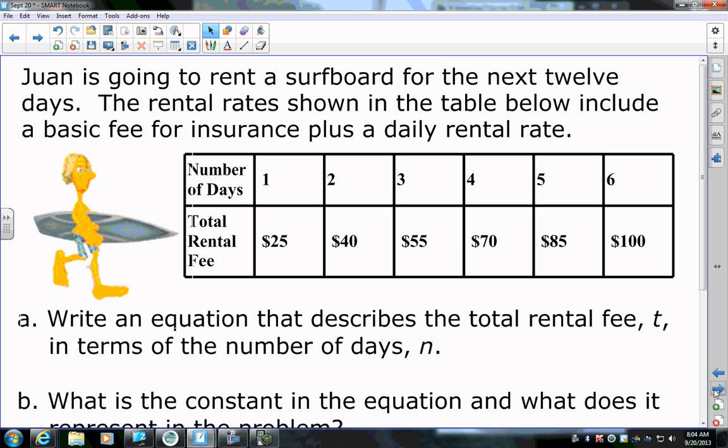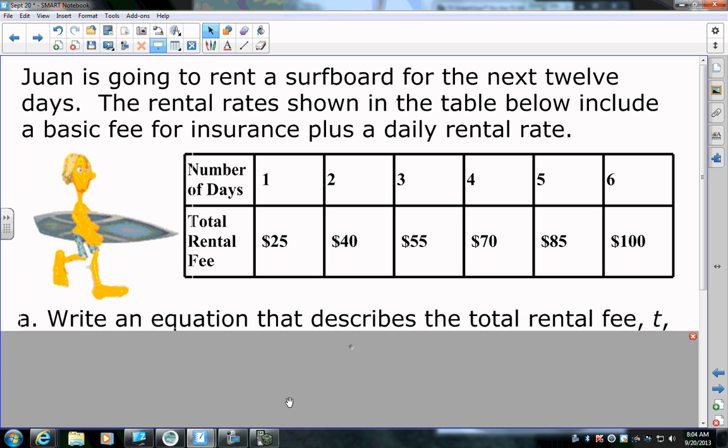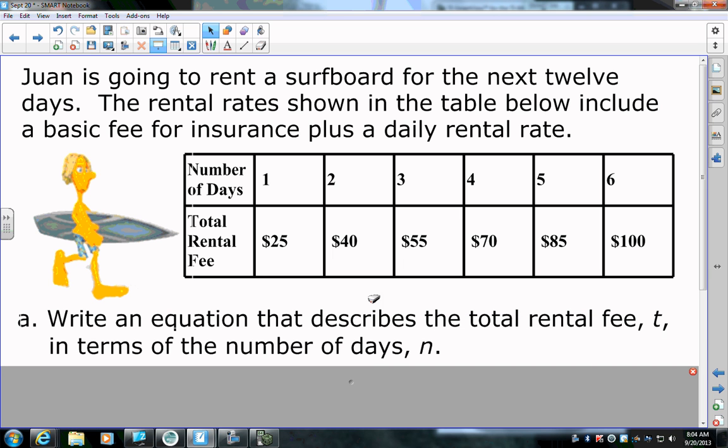Okay, the last one. Right here it talks about Juan is going to rent a surfboard for the next 12 days. The rental rates are shown in the table below, including the basic fee. Okay, so we've got a basic fee for insurance plus a daily rate. It says write an equation that represents the total fee T in terms of the number of days n.